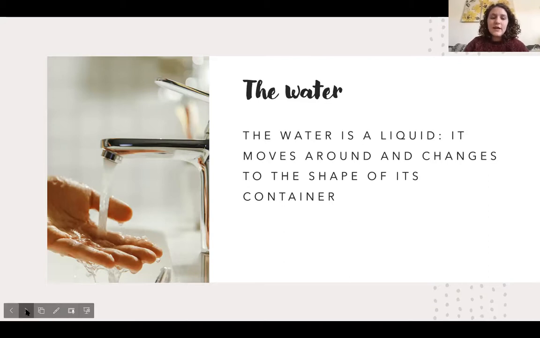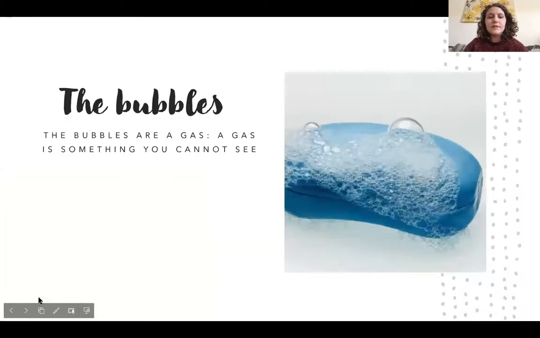That's how you can always tell if it's a liquid. So, the next one we're going to learn about is the bubbles. So you saw the bubbles whenever I was washing my hands and singing my ABCs? The bubbles are a gas.